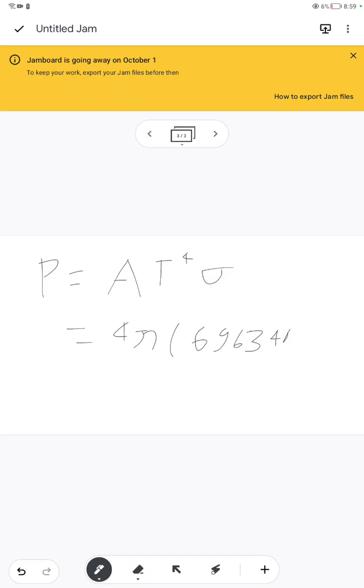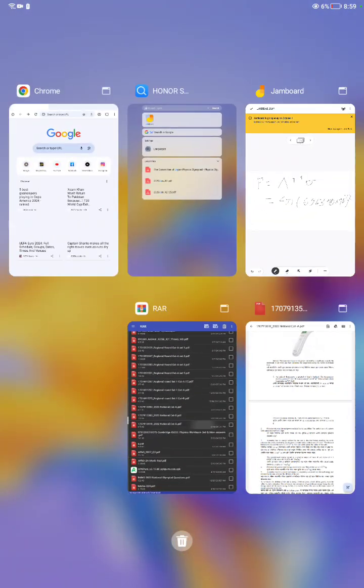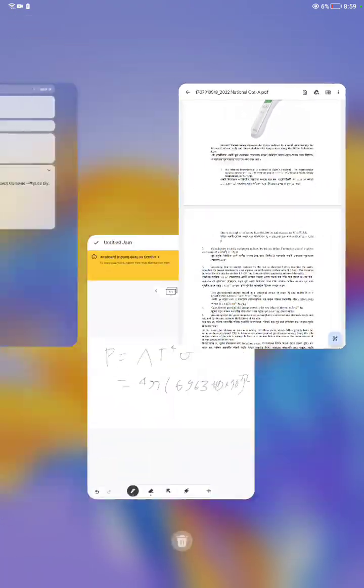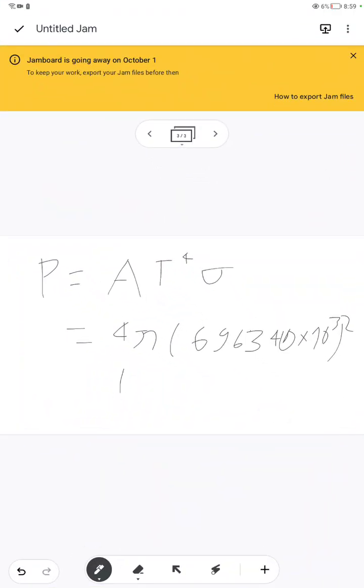So if I want to convert it to meters, I just multiply it by 10 cube, then I square it times T to the power of 4. So 5778, it's in Kelvin, so we don't have to worry about it. 5778 to the power of 4 times sigma. They have given its value, you can just plug it in the calculator.